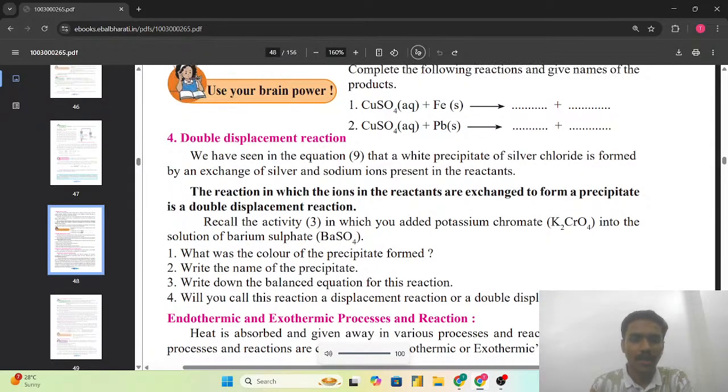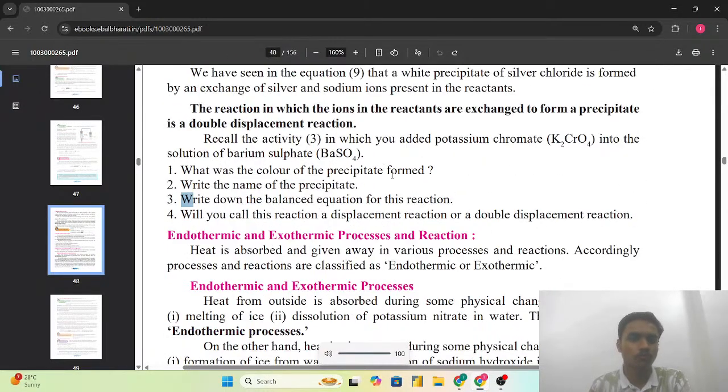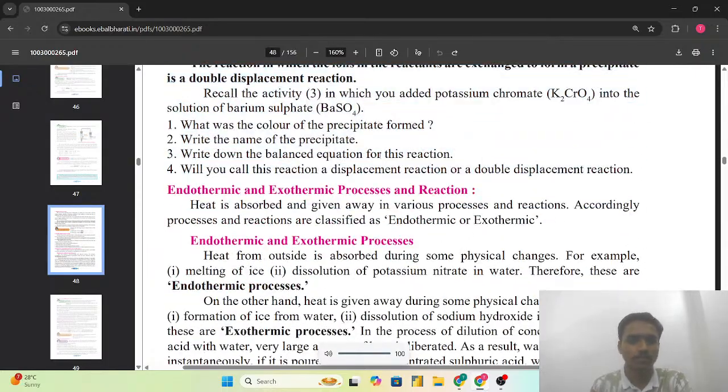Recall activity 3, in which you added potassium chromate, K2CrO4, into the solution of barium sulfate. This reaction we have also seen. Here also there is the formation of barium chromate and potassium sulfate. What was the color of the precipitate formed? Write down the name of the precipitate. This is one activity for you to perform, to see whether it is also following the rule of the double displacement reaction or not.